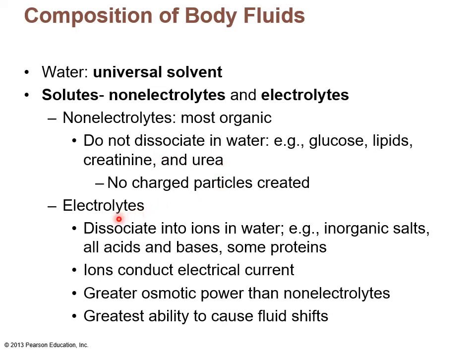Electrolytes are substances that dissociate into ions in water, like salt. Salt breaks apart into sodium ions and chloride ions. So inorganic salts, all acids and bases, and some proteins are charged particles as well. These can conduct an electrical current. Remember how we talked about nerve cells and muscle cells, that polarization, depolarization with the movement of ions, sodium and potassium. And they have a greater osmotic power than non-electrolytes because one salt molecule makes two electrolytes. So they have double the effect of one non-electrolyte.